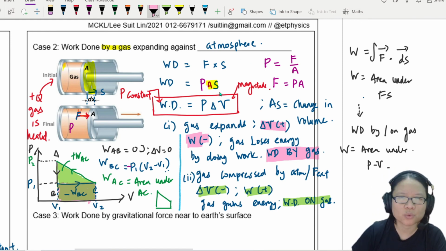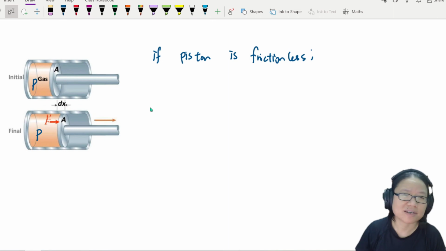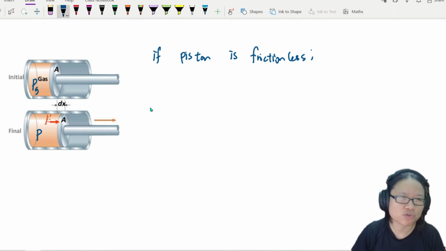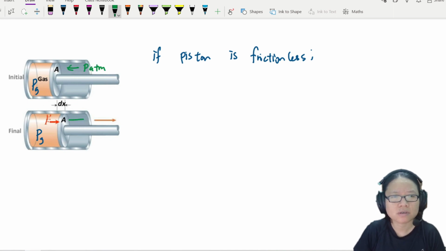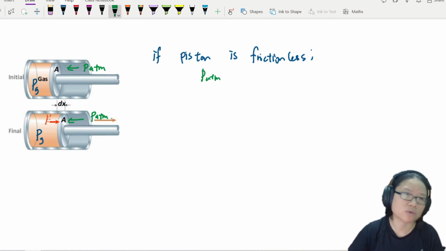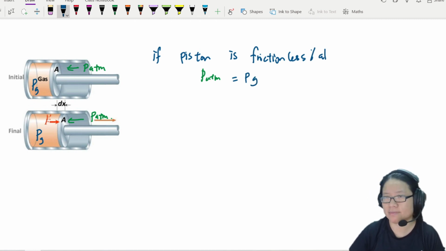This pressure, we need to comment a bit about this pressure. In this scenario, when the gas expands, the pressure inside, let's say this is P_g for gas, will be equal to the pressure outside. Here is P atmosphere. Okay. So it will be the same. P atmosphere is equal to P gas because the piston is allowed to move freely. Words like this. Okay.